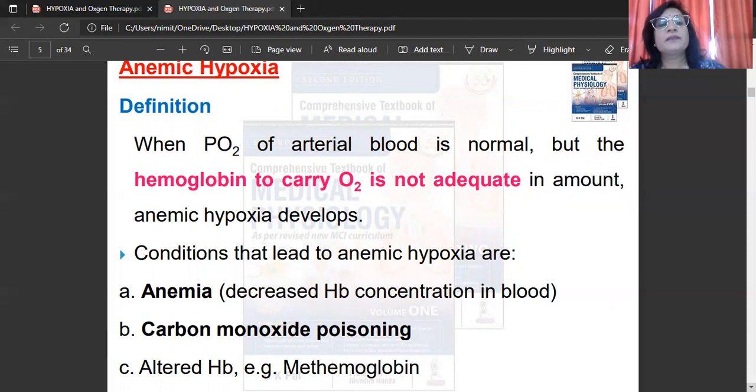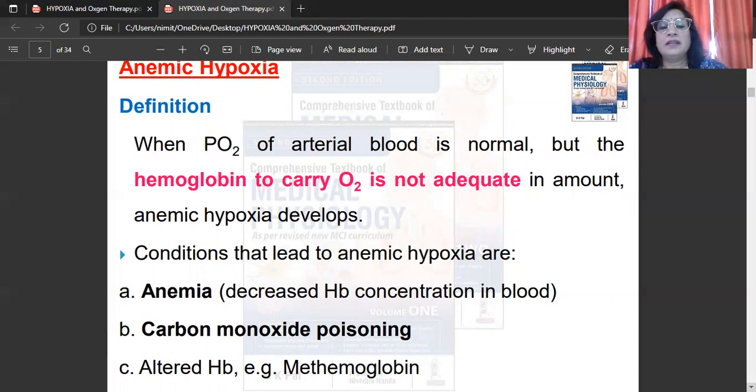Here the PO2 of the arterial blood is normal, but the hemoglobin to carry oxygen is not adequate. So that's why it will develop anemic hypoxia.